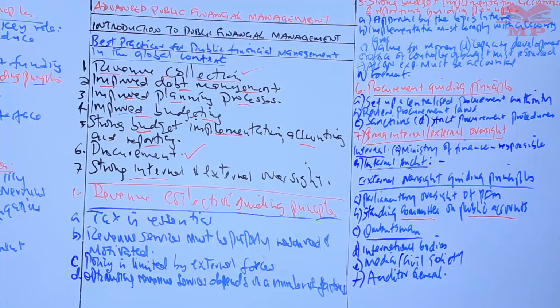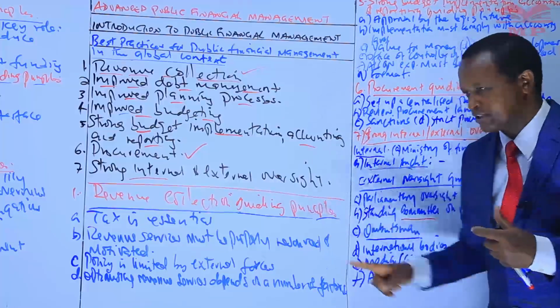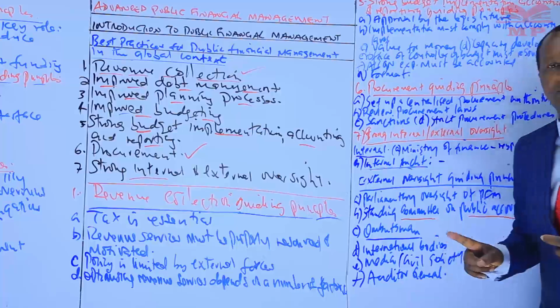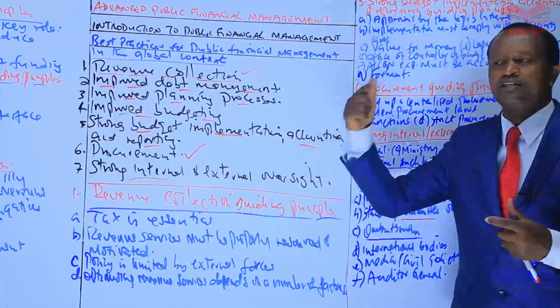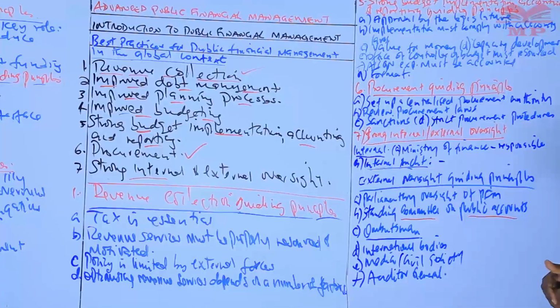All right? The Auditor General must be independent. The Auditor General should be the external auditor for all government or public entities.